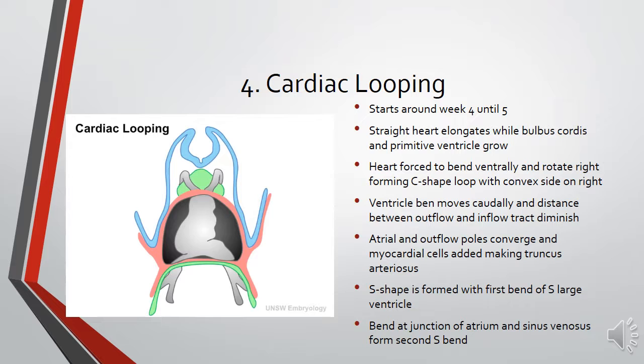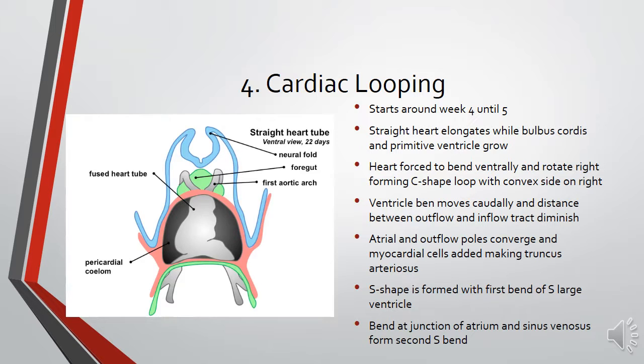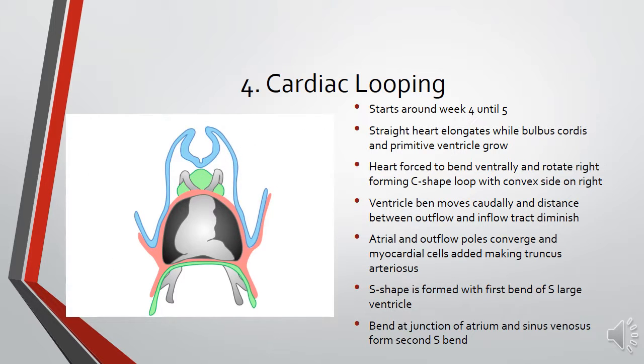Alright, now cardiac looping. Looping of the heart tube allows the straight heart to form a more complex structure reminiscent of the adult heart. Most cardiac looping occurs during the 4th week and completes during the 5th week of development.